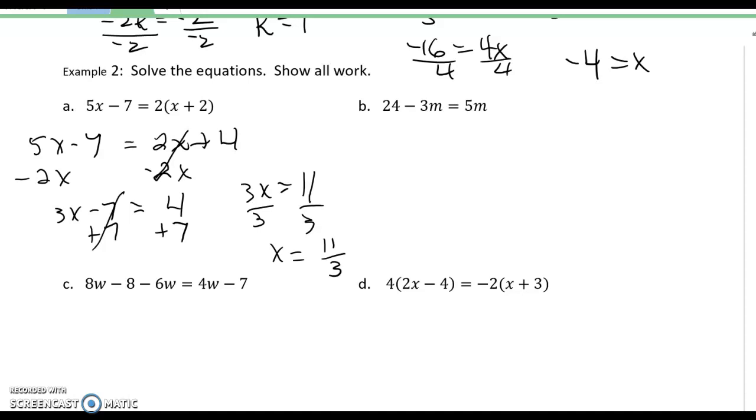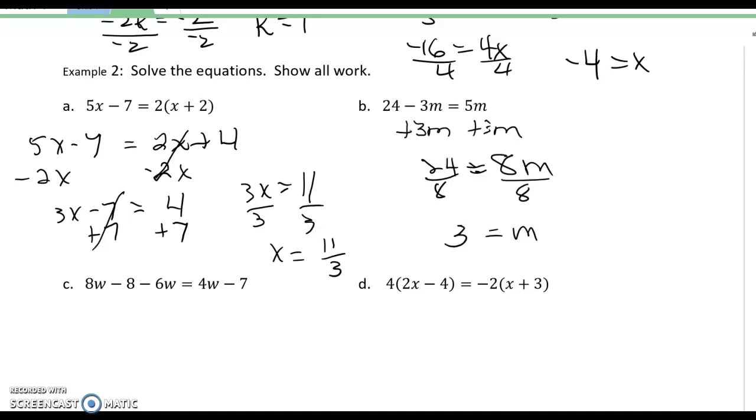Moving on to part B. Again, we've got a variable on both sides of the equal sign, so we're looking to get it on one side. Maybe this time we will move the variables over to the right.